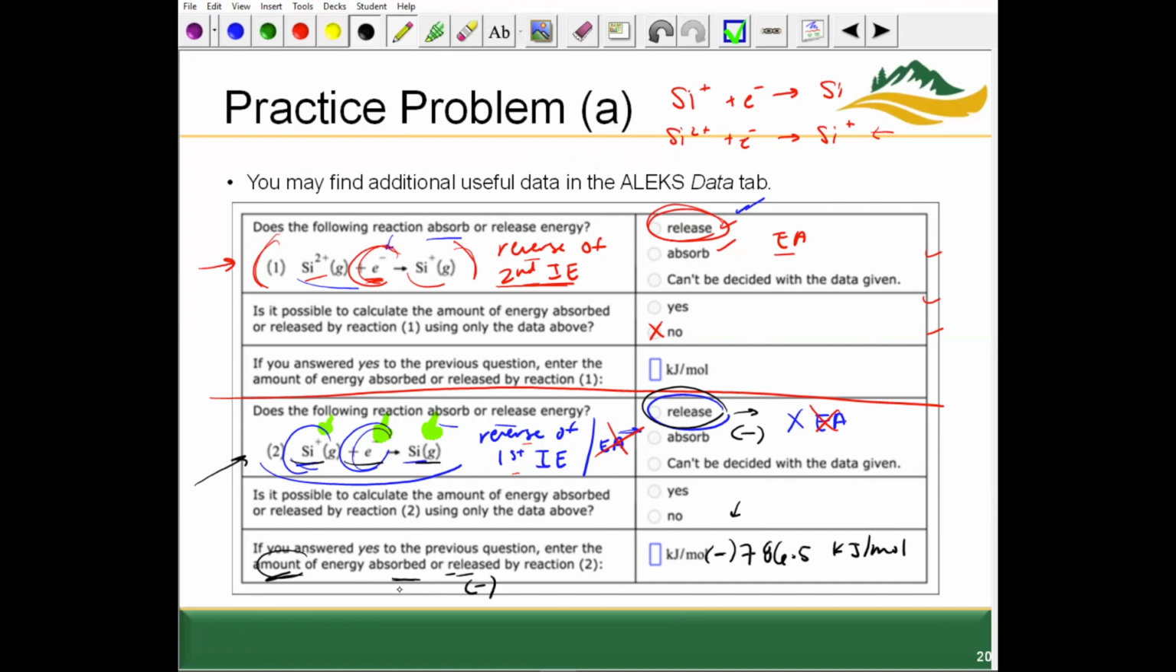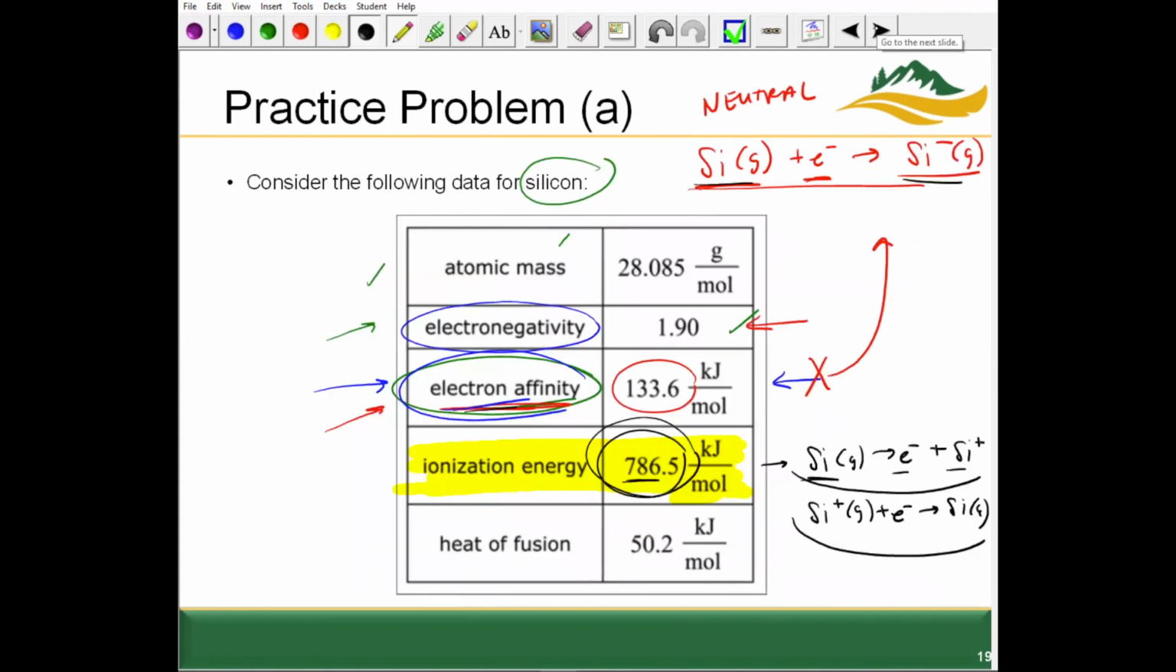Here, though, we're just asked about the amount of energy being either absorbed or released. So either a negative sign or a positive sign, but we don't need to specify that because we're just asked about the amount and not the sign. Answering this tells us the sign. So be careful with problems like this and realize that the electron affinity is really only describing a neutral atom gaining an electron to become the anion form of that atom.